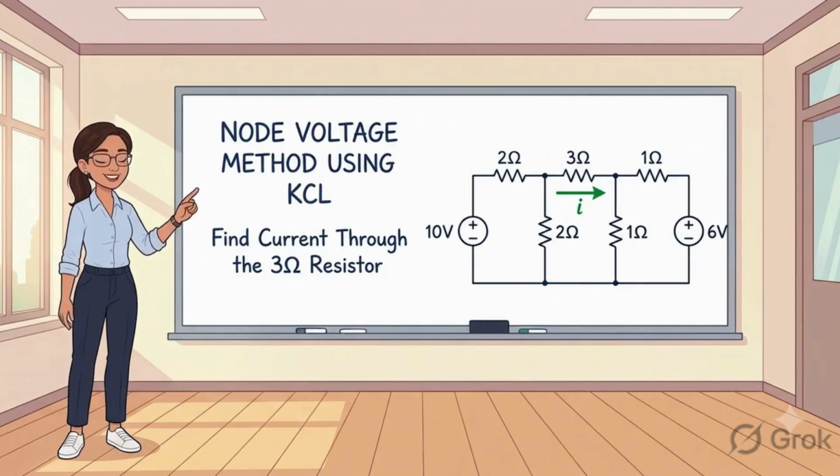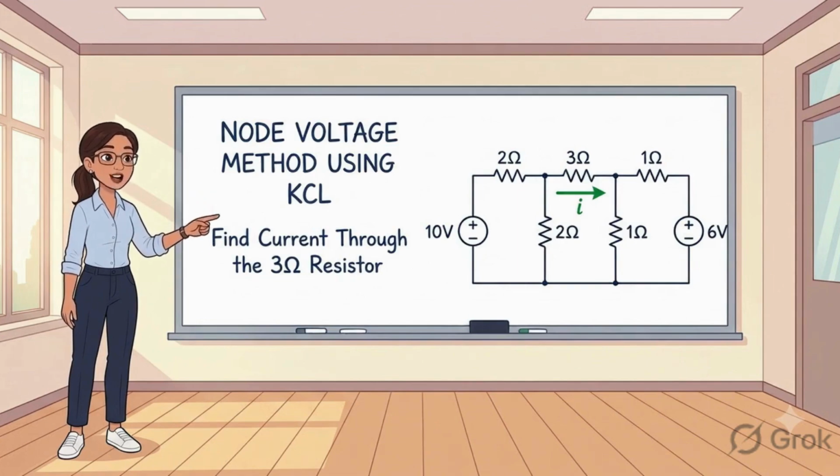Hi everyone! Today we'll solve this circuit using the node voltage method. By applying Kirchhoff's current law, we'll calculate the current flowing through the 3-ohm resistor.